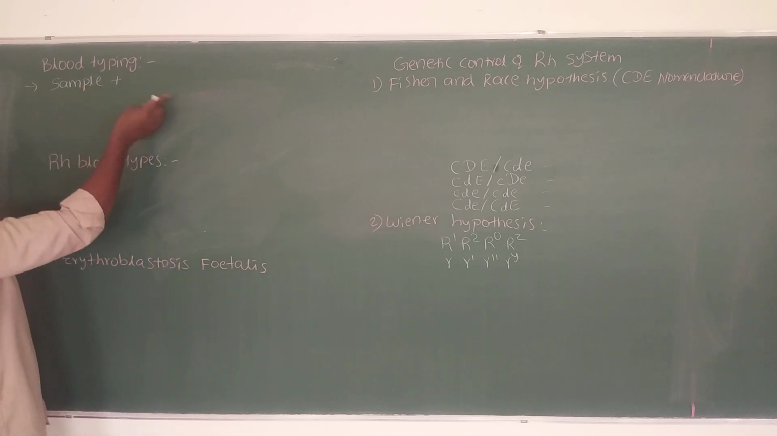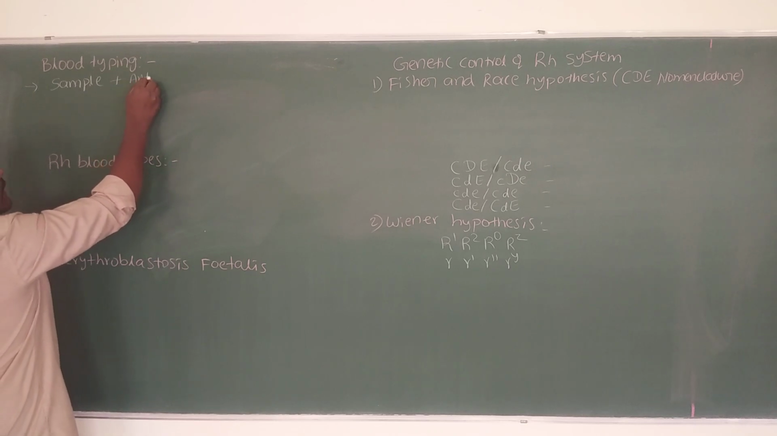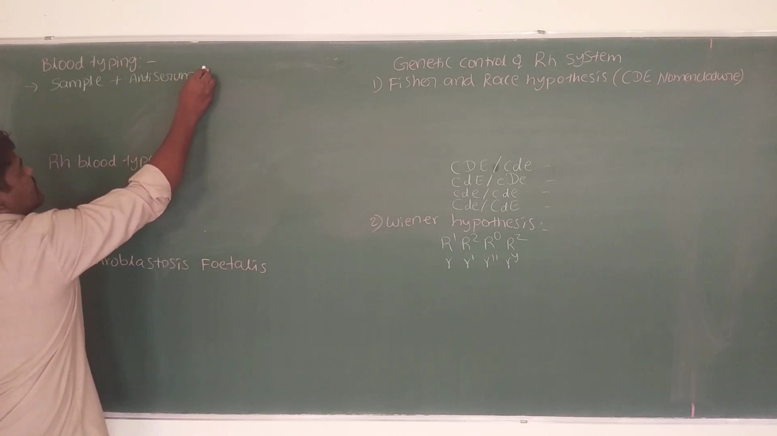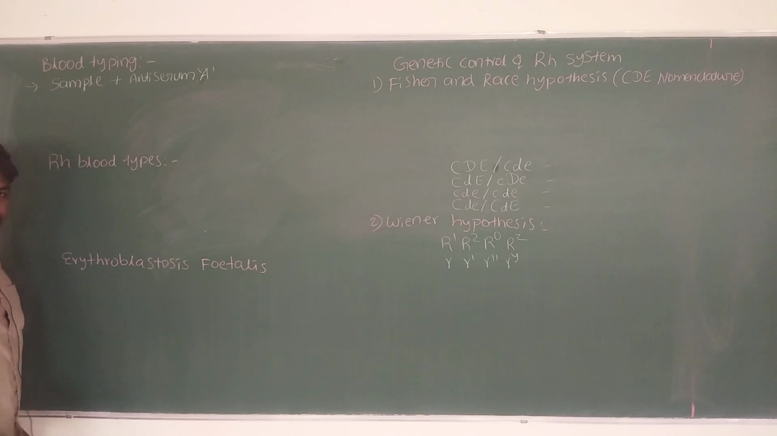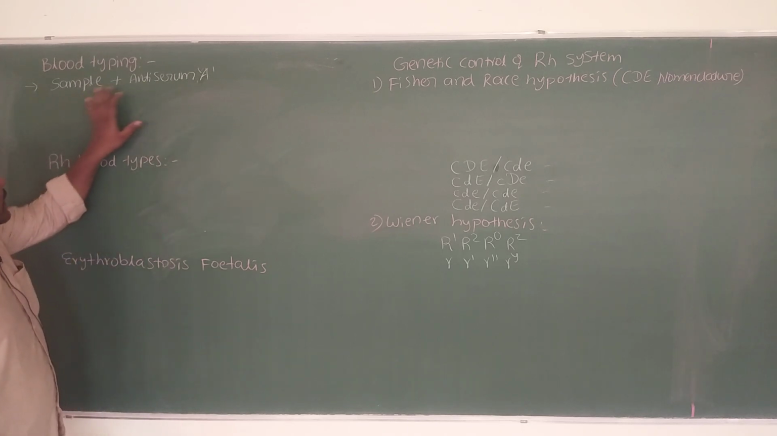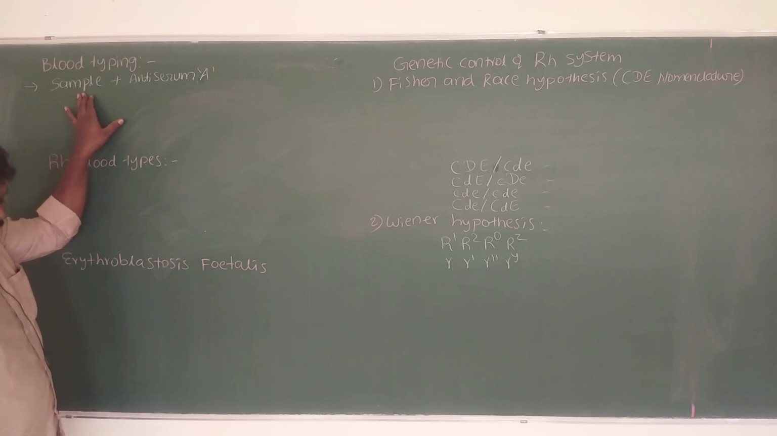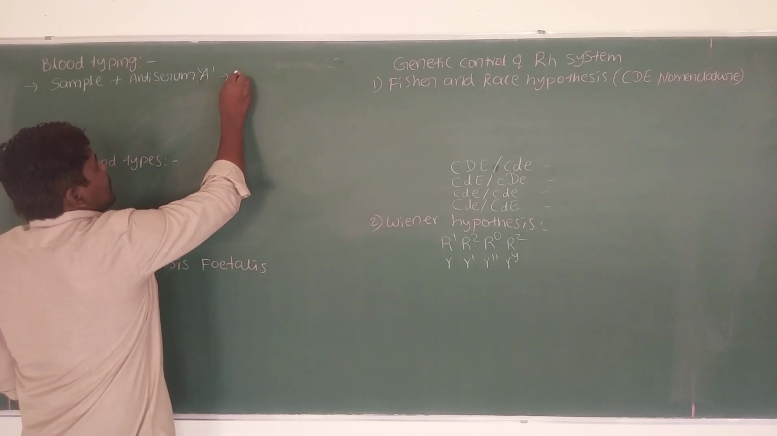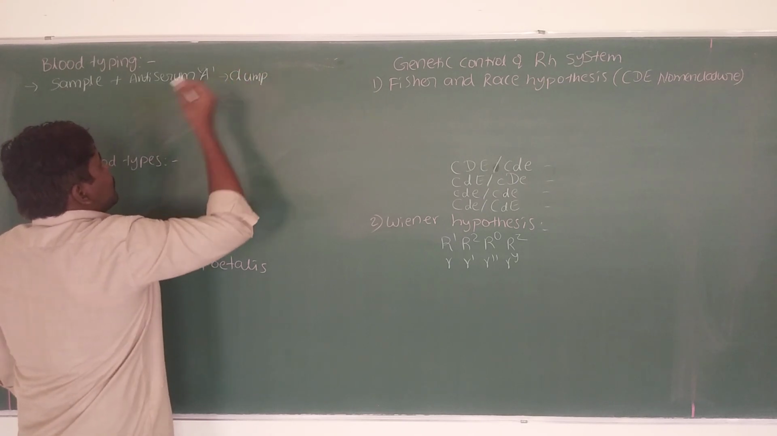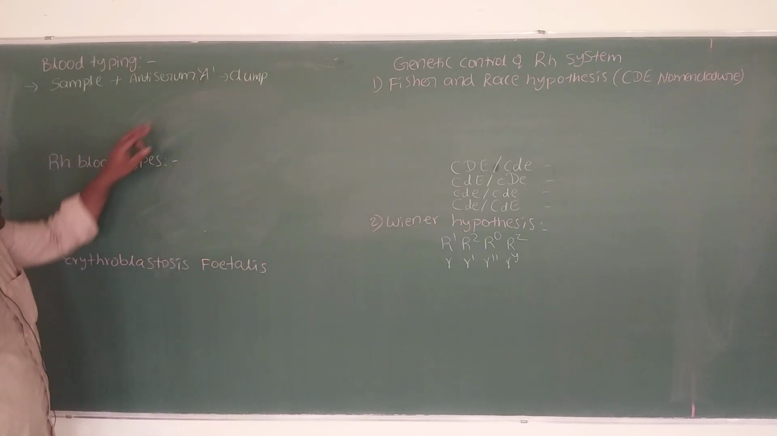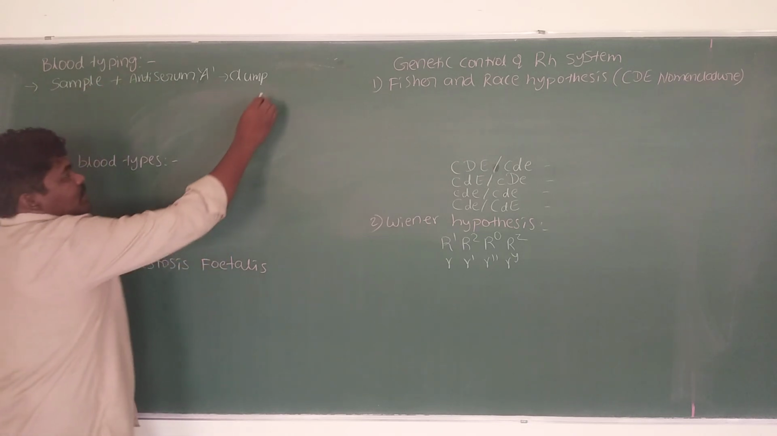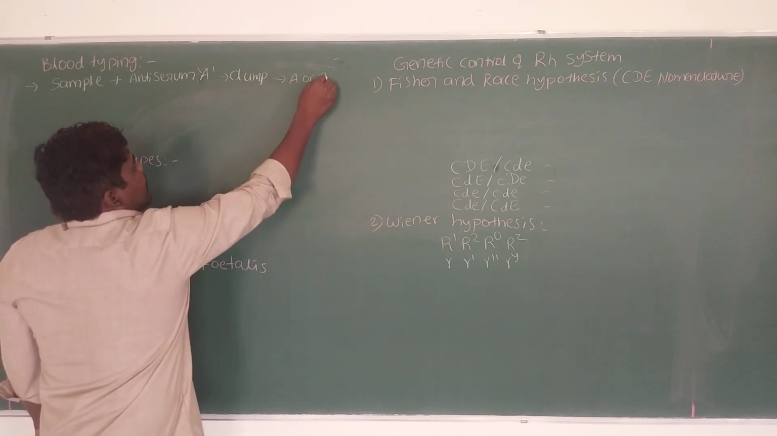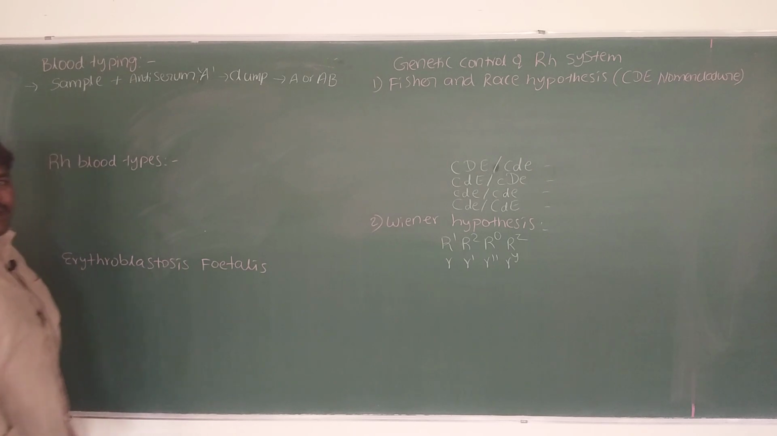If we take the sample and add anti-serum A, which means antibody A, and serum contains antibodies, and we see a clump, which means a clot, then we can identify that the blood group is A or AB. The blood group may be A or AB.